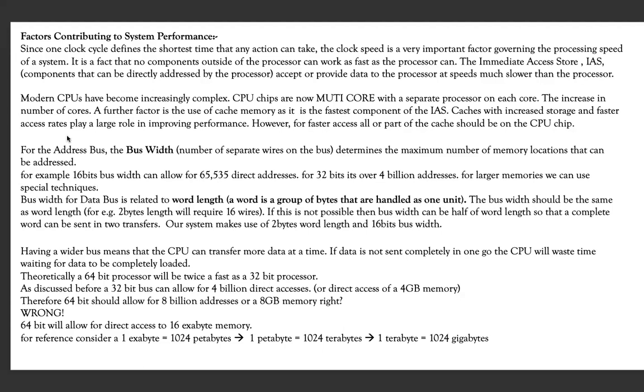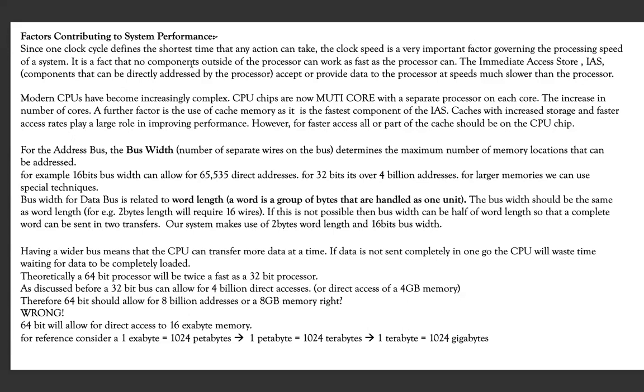Okay, how is the performance of your system affected, and what are the factors that affect the system performance? Now let's look at this. Since one clock cycle defines the shortest time that any action can take, the clock speed is a very important factor governing the processing speed of the system.